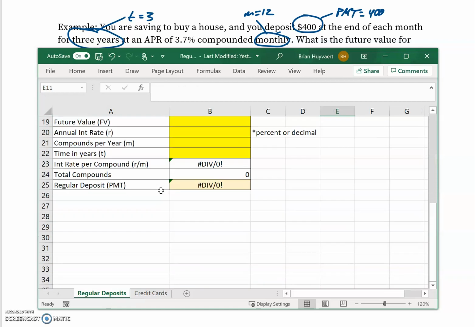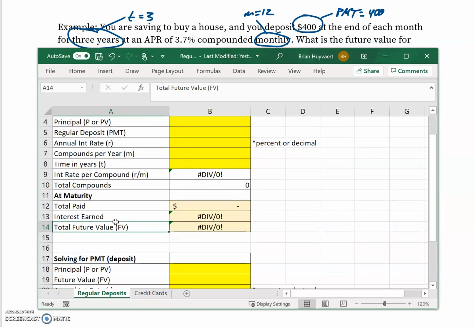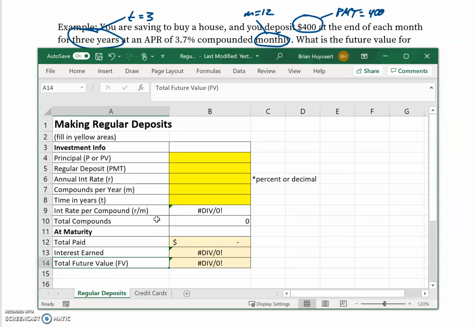And if we scroll down, there's 2 different versions here. So this is if we are trying to figure out a future value based on regular deposits. And then if we scroll down, we can solve for the payment or solve for the deposit if we know a goal that we want to reach. So in this particular example, we don't have any initial investment. So it is possible we put down $1,000 and then do monthly deposits. We'll see examples like that. But for this one, we don't have that.